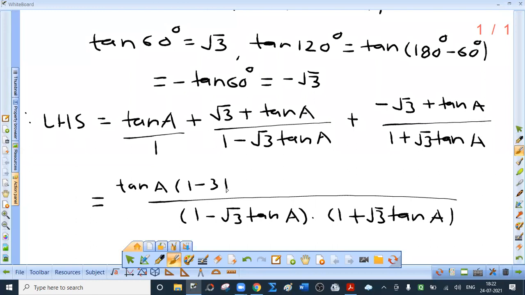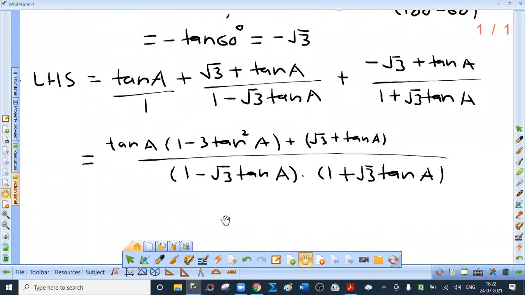Again, I'll take this liberty. I'll directly write 1 minus 3 tan square A. Okay. Plus root 3 plus tan A. Root 3 plus tan A. Oh, I won't be getting enough space to write this. Anyways, root 3 plus tan A into what? 1 plus root 3 tan A. Okay.